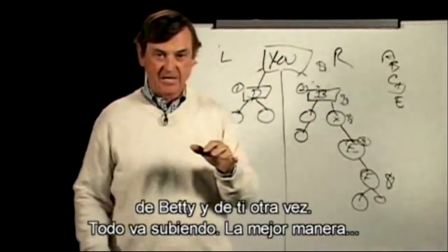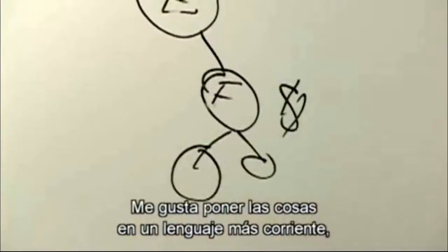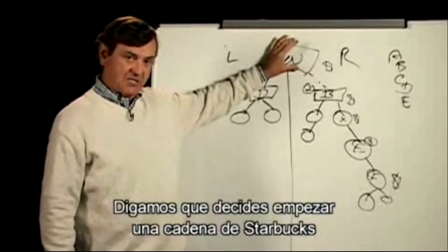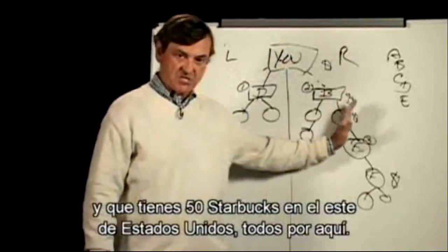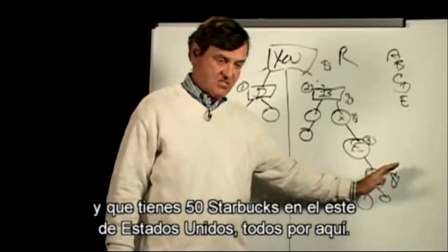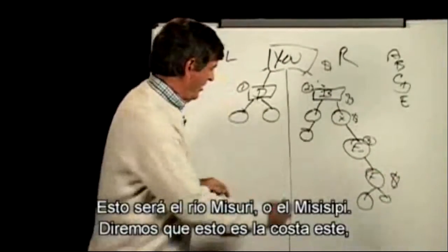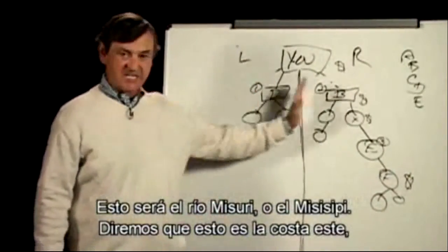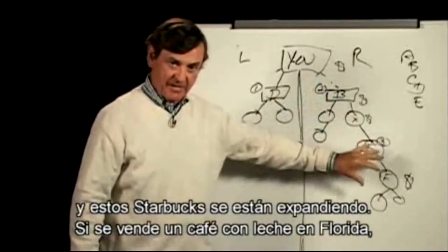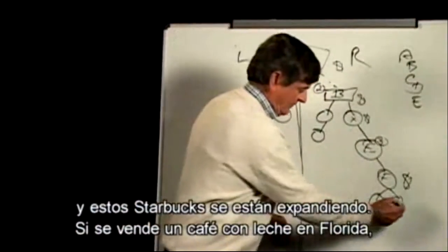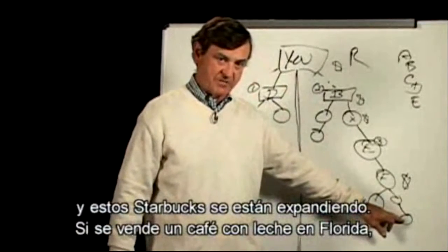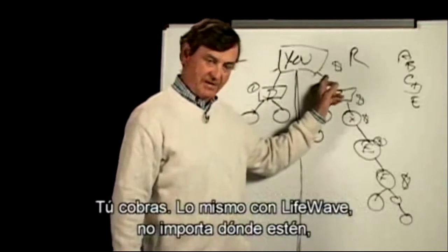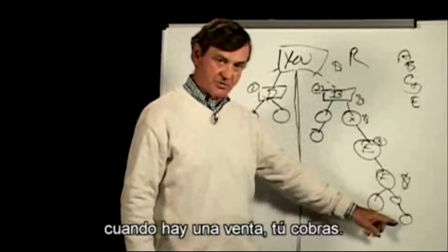And I like to put things in more everyday business terms. I think sometimes it's easier to follow. Let's say that you decided to start a chain of Starbucks, and you've got 50 Starbucks on the eastern United States. They're all scattered over here. We'll call this the Mississippi River. We're going to say this is the East Coast, and these Starbucks are expanding. If there's a sale of a latte at one of your Starbucks in Florida, you get paid. It doesn't matter that it's way down here in Florida. Same thing with Lifewave. It doesn't matter where they are. When there's a sale, you get paid.